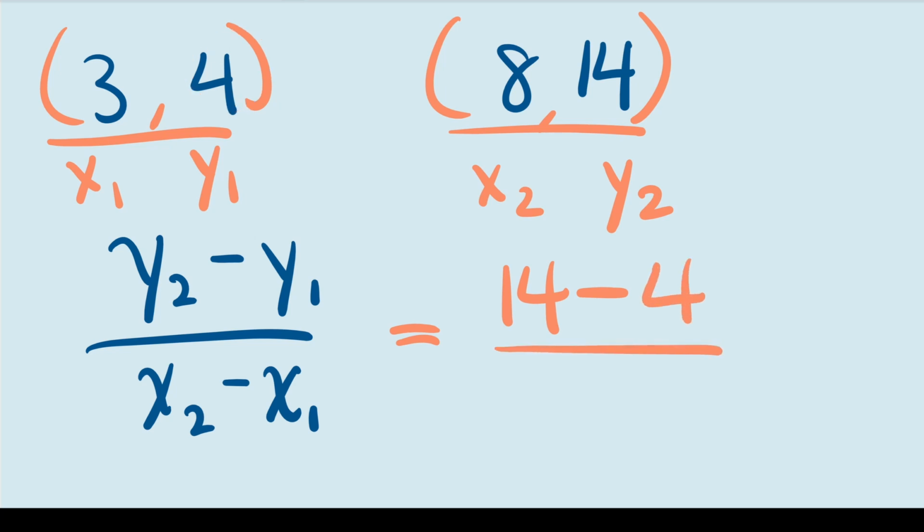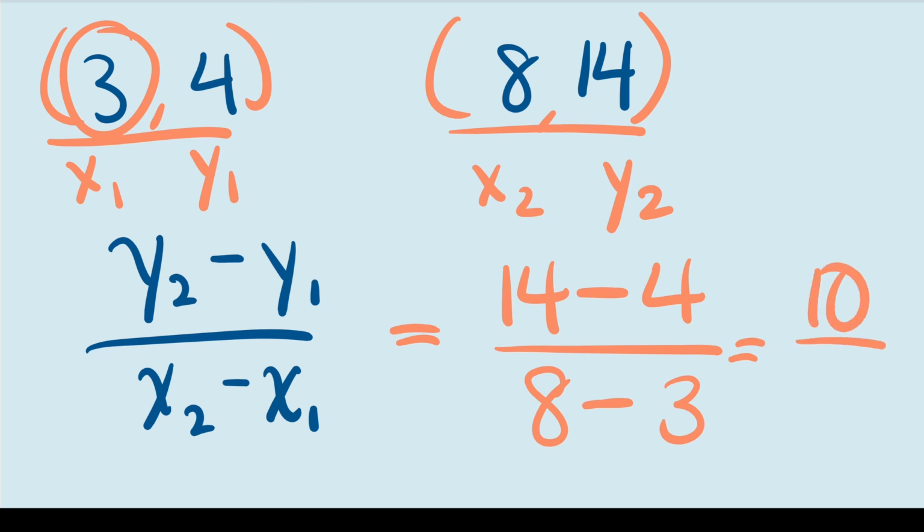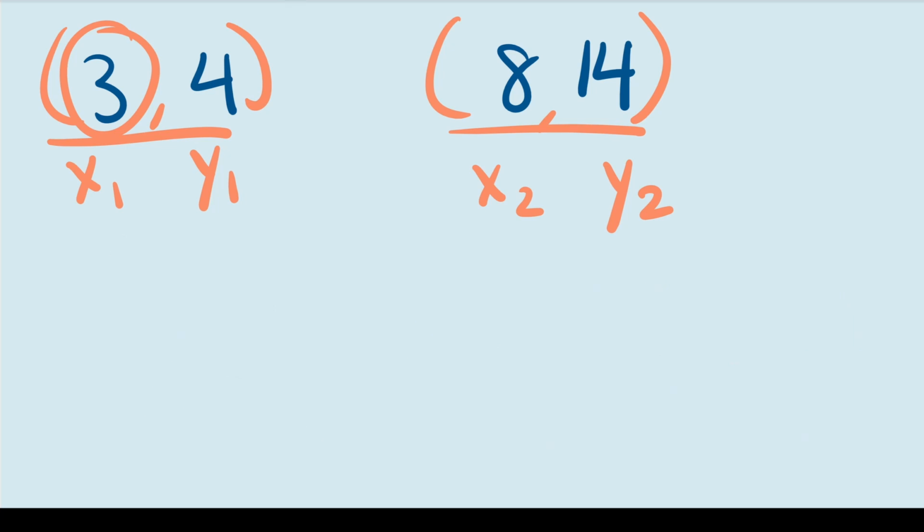Next, we have the difference of our x values in the denominator. x2 is 8, so I'm going to put an 8 down here, and I'm going to subtract a 3 because that's x1. So we have 14 minus 4 over 8 minus 3. The top part is 10 and the bottom part is 5. Now 10 over 5 gives us a slope of 2. So I'm going to erase all of this because we now know that our slope is 2.